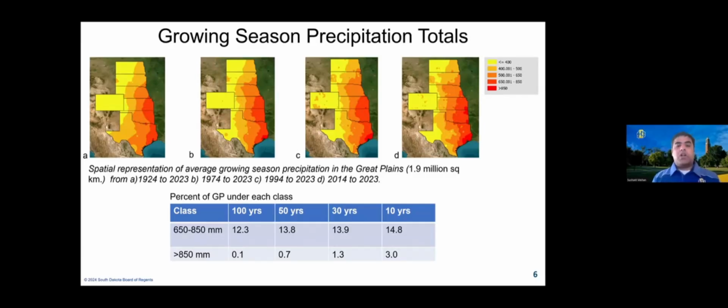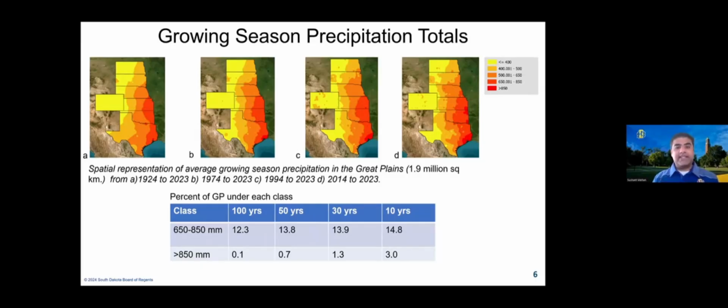Looking at the table at the bottom, which shows the percent of the Great Plains under different precipitation classes over the past 100 years, over the 100-year period, 12.3% of the Great Plains region fell in the 650 to 850 category, while only 0.1% was receiving more than 850 millimeters of rainfall.